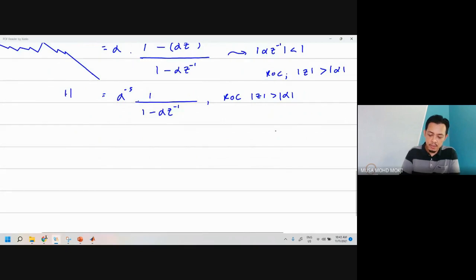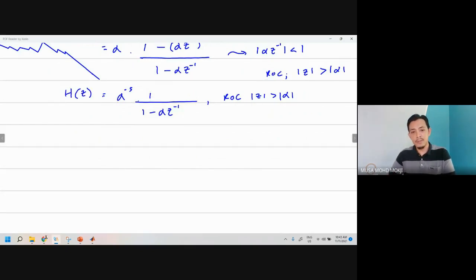Okay, so this is your final answer. It's supposed to be your final answer: alpha to the power of -5, divided by 1 minus alpha z^-1. And it's very important that you write the ROC, which is |z| greater than alpha.